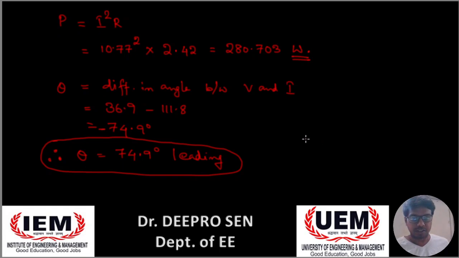If you have to draw a phasor diagram, it will be like this. This will be V, and if this is the perpendicular, you can imagine the final current will be somewhat, pardon my drawing please, somewhat like this. This will be the current. This angle will be 74.9 degrees in a leading capacity.